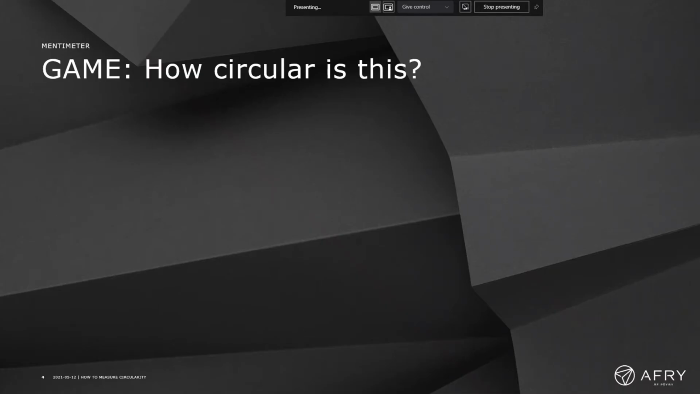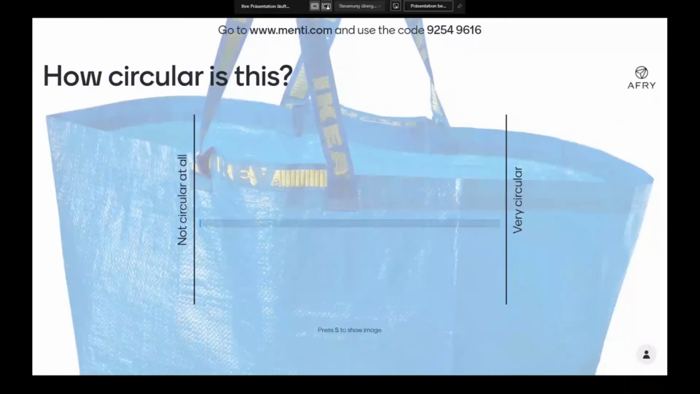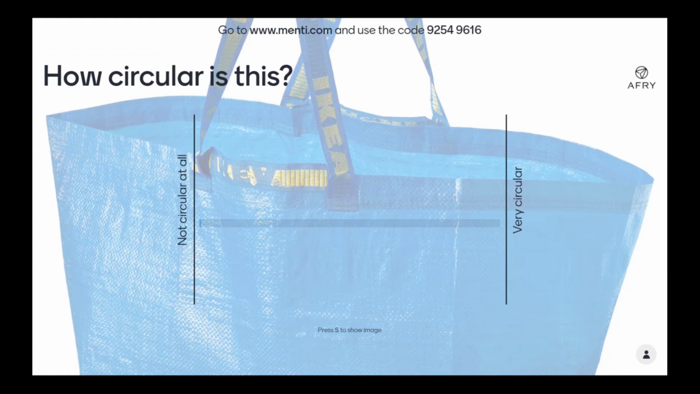And now we have another exercise with the Mentimeter. How circular is this one? I'm sure that many of you recognize it. It's the IKEA bag. It's made of 60% recycled polypropylene and 40% virgin polypropylene. It's very durable. I'm sure that many of you have carried it around. So, pretty circular. More circular than not, at least. Yes, and that's great.